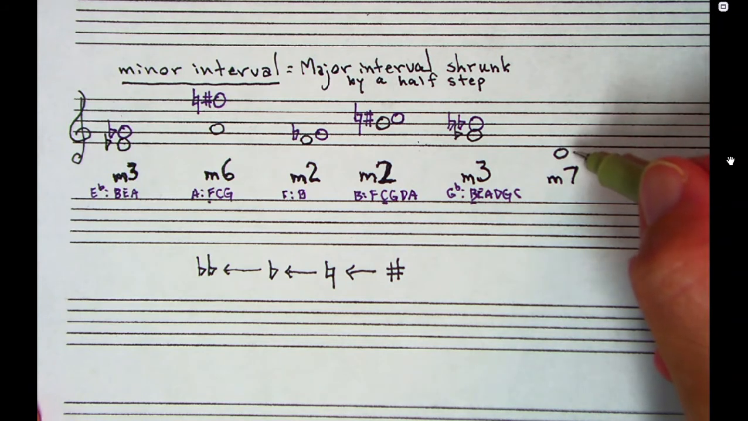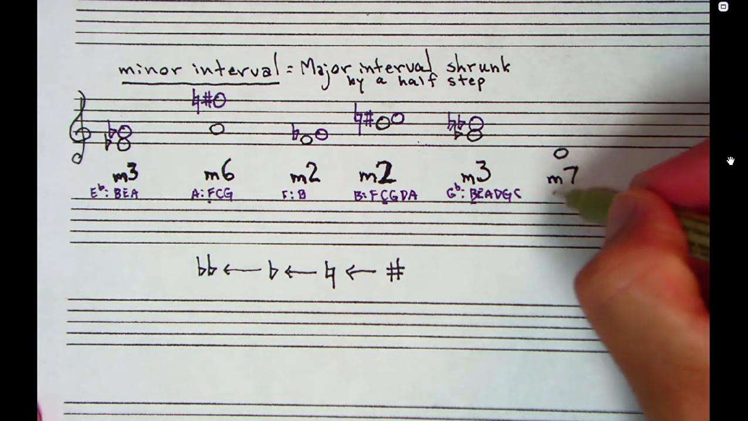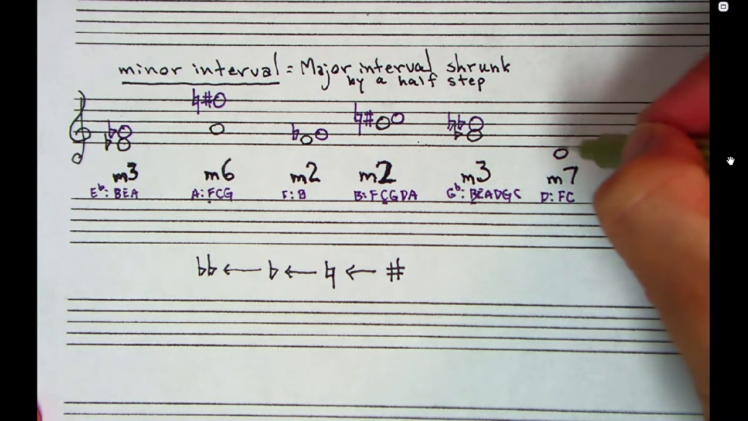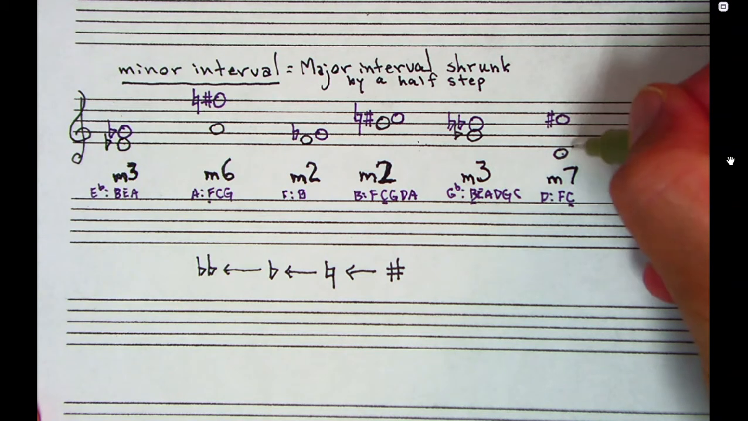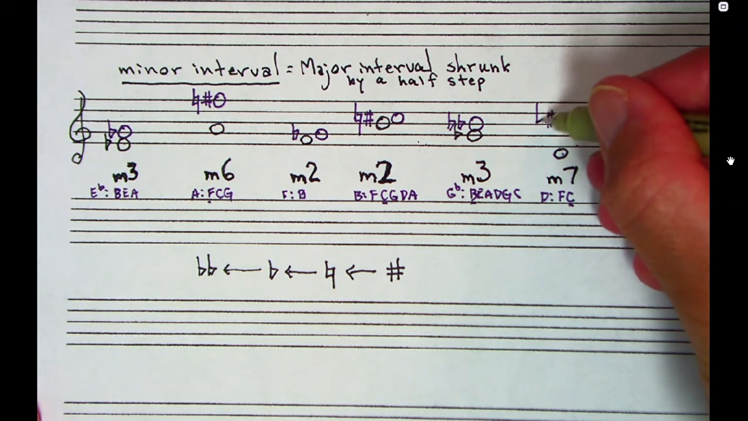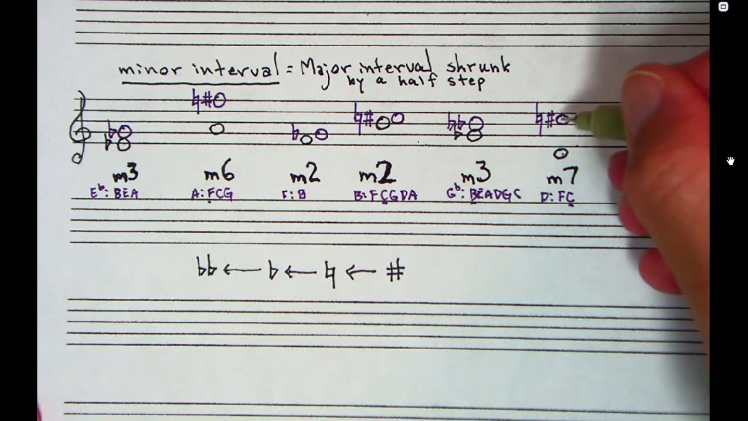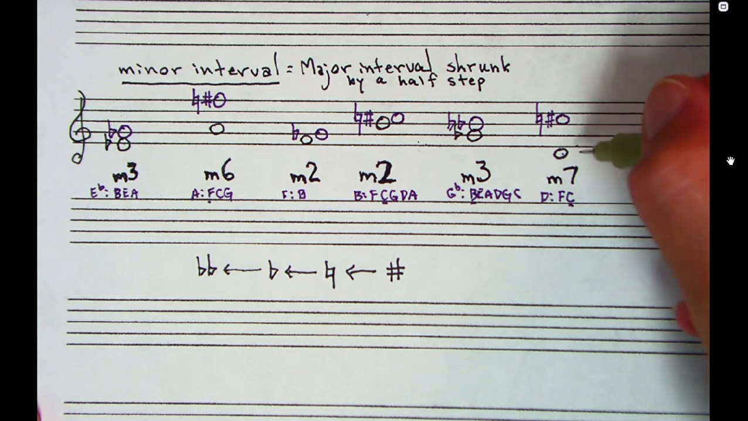And a minor seventh from D. D major has F sharp and C sharp in it. So let's go up: 1, 2, 3, 4, 5, 6, 7. Make it a major seventh. That is a C. In this key, it is a C sharp. Okay, so that's a major seventh. To make it minor, lower it a half step. So D to C natural is your minor seventh.